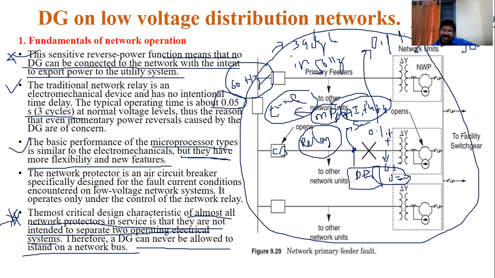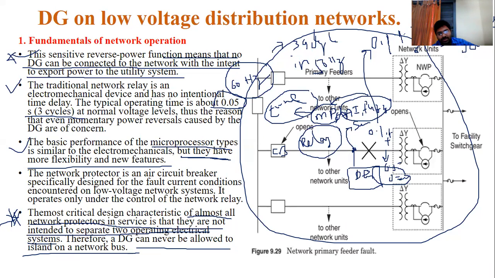The protective scheme's primary aim is to protect the network from different types of faults, and not to separate the feeder from this network. This is the meaning. So our aim is to protect the system, not to separate the feeder from the network. Therefore, a DZ can never be allowed to island this network.